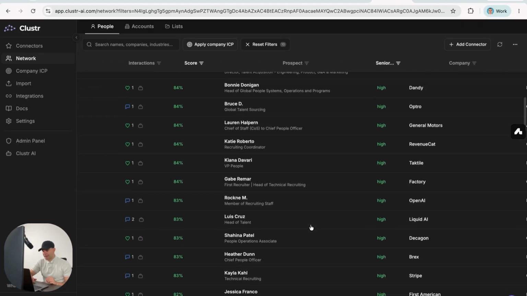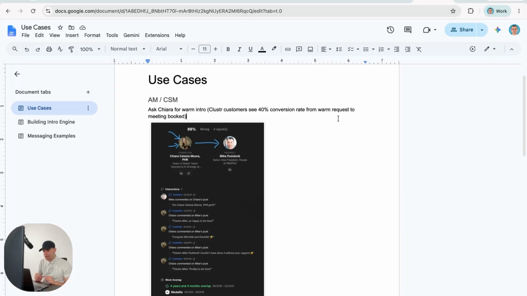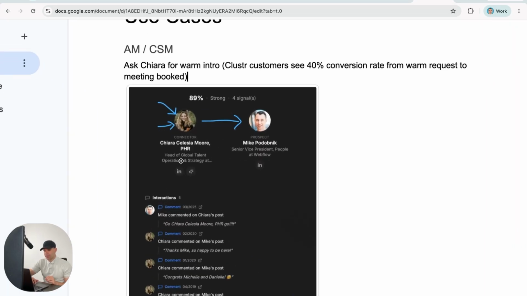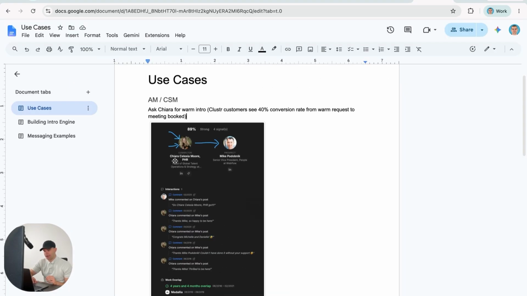And so how do we then leverage this data to break into accounts like Webflow and Alteryx? Well, let's have a look at the different use cases. The first use case is the AM CSM use case. We could go to Kiara, happy customer, and say, Kiara, you are happy with Ashby. You're a big fan. Would you be happy to give us an intro to Mike? And Cluster sees on average a 40% conversion rate from warm request to meeting booked as an average across their customer base. That's the first use case, and we'll talk about the timing of that in a second.